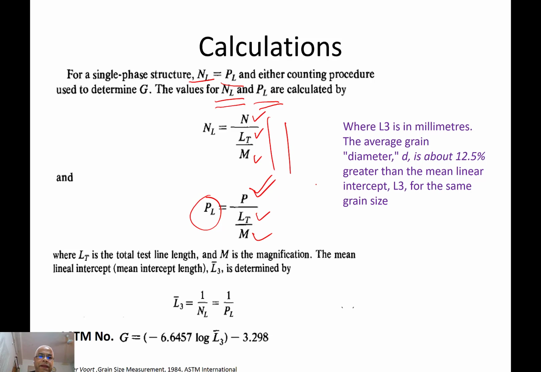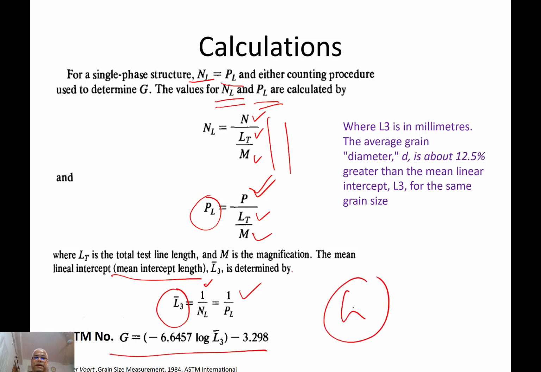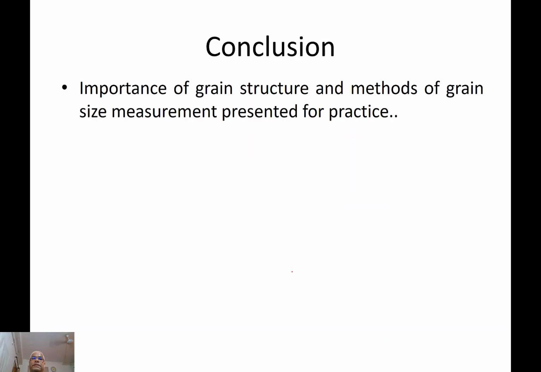And these will give us the value of L3, that is the mean intercept length. Mean intercept length is obtained from the inverse of either NL or PL, as per the case which has been used for counting the grain interceptions or grain boundary intersections. And then when we put this value of L3 in this equation, we get the ASTM grain size number G value. So now let's summarize this presentation.